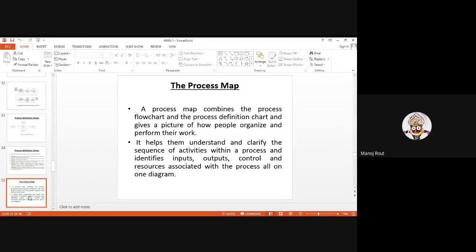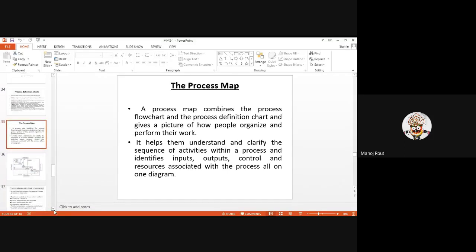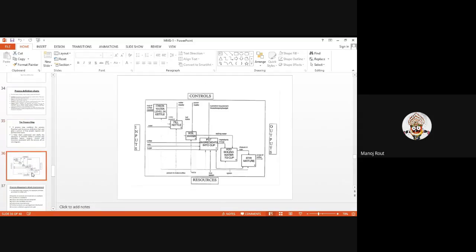So I will show the process map. This is the process map, which includes inputs, output, resources, and controls. If you go to the first one: check water level in kettle, fill the kettle, boil water, put ingredients in cup, add boiling water to cup, stir the mixture, and finally get a cup of coffee.